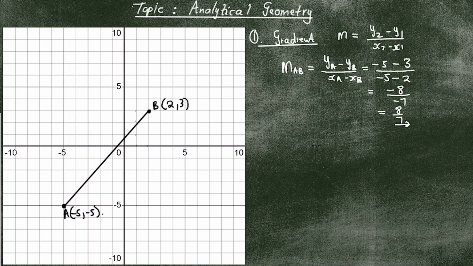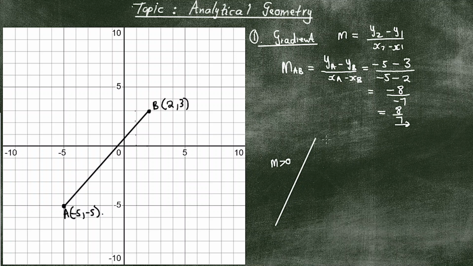So you can see that the line between these 2 points, the line AB, its gradient is calculated to be positive 8 over 7. So this is what I want to say. When a line is rising, it means that its gradient will always be positive. So m is always going to be greater than 0.